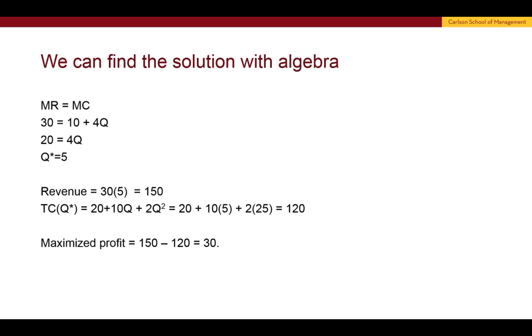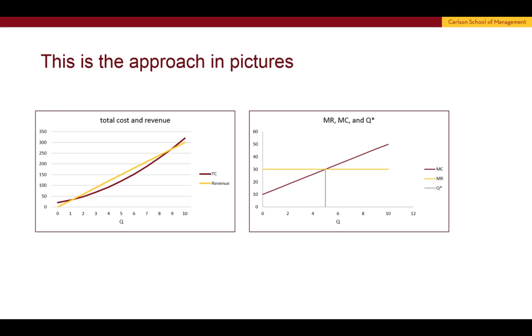How big is its profit if it produces 5 units of output? Well, revenue is the price per unit, 30 times 5, so it's 150. What's total cost? We can plug that quantity 5 into the total cost curve, and we get 20 plus 10 times 5 plus 2 times 5 squared, for a total of 120. So the maximized profit for this firm is 150 minus 120, or 30.